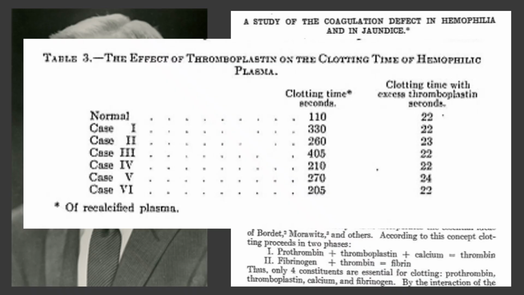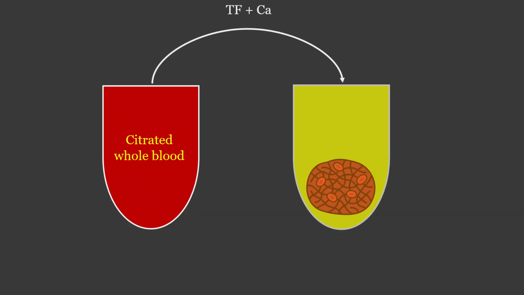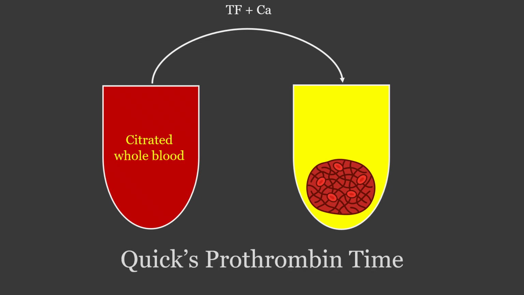Despite not being a diagnostic test for hemophilia, Quick's prothrombin time replaced the clot time as a baseline screening test, and his basic method is still in use today. Quick added calcium and tissue factor to citrated whole blood and measured the time to clot formation. Today, we perform the prothrombin time, or PT test, on plasma, but the other components are the same.